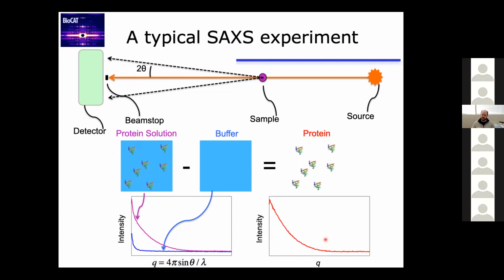And so usually what we look at for SAXS data is the scattering profile, which is the intensity versus Q vector. Q is essentially the scattering angle, parameterized in a way that's more useful.